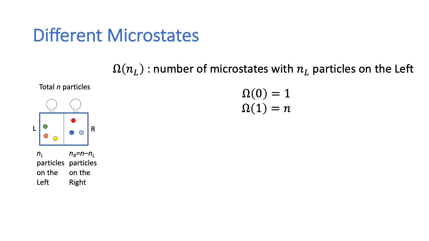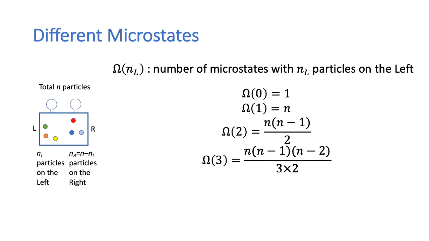Omega 1 means we have to select one of the n particles and put it on the left. The remainder would stay on the right. So there are n ways to do this. So omega 2 means we have to select 2 particles. So the first one we can select in n ways. The second we can select in n minus 1 ways. But we have double counted the total number of microstates. Because if we select, say, first the blue and then the red, or we had selected first the red and then the blue, we are counting those as different microstates, but they would actually be the same. So we would divide that by 2.